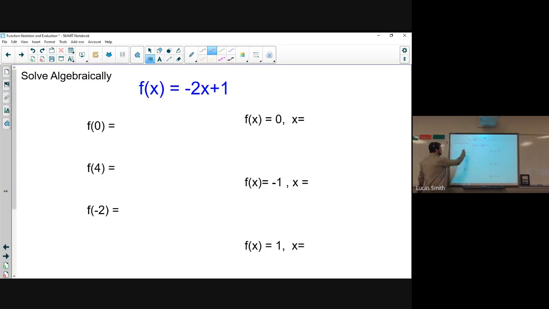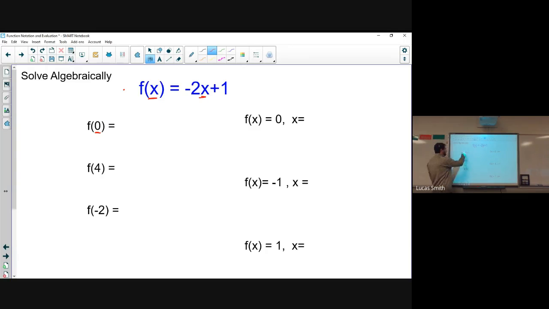So here's my function: f of x equals negative 2x plus 1. I want to solve each of these things. Again, the same question: do I have an x value or do I have a y value? This tells me f of 0. Remember, if I have f of some number, that's just a fancy way of saying go replace all of your x's with that number.